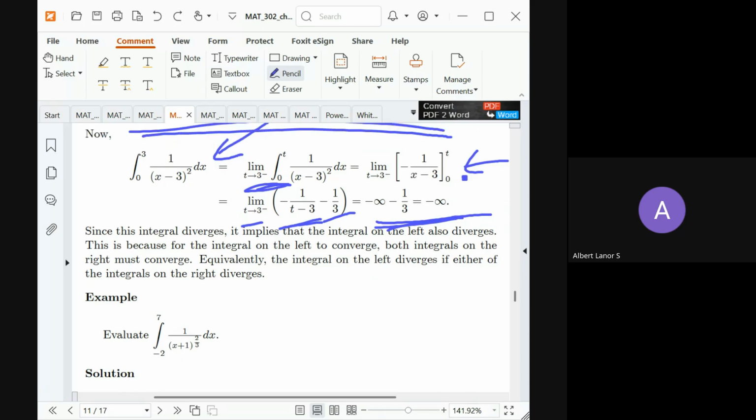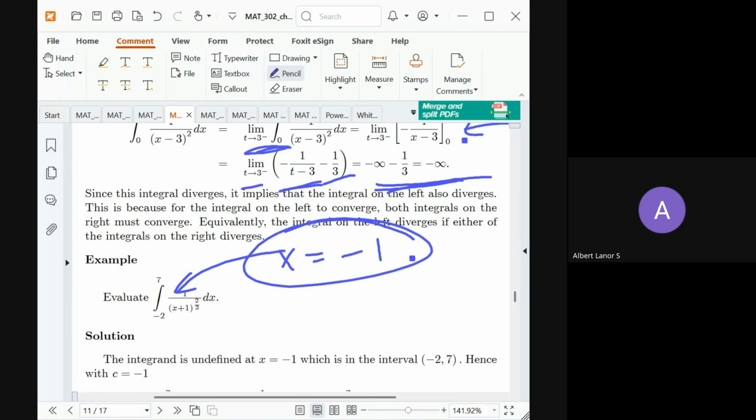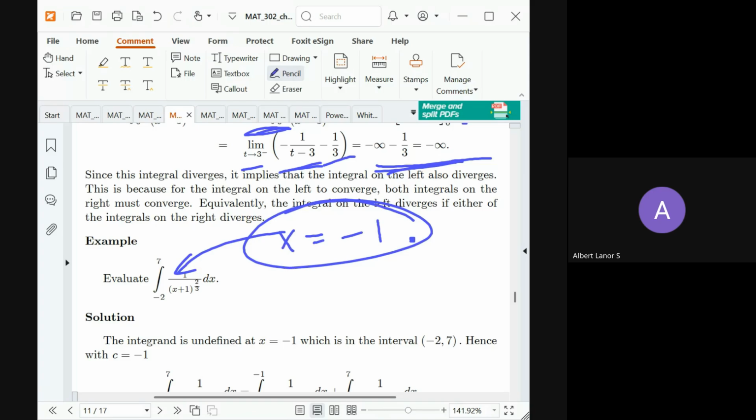Now, in this example, we are integrating the function 1 over (x plus 1) to the power 2 over 3. At which point is this function not continuous? This function is not continuous at the point x is minus 1. But x equals minus 1 is in this interval from minus 2 to 7, so we'll have to break it. So we have to call our c minus 1.